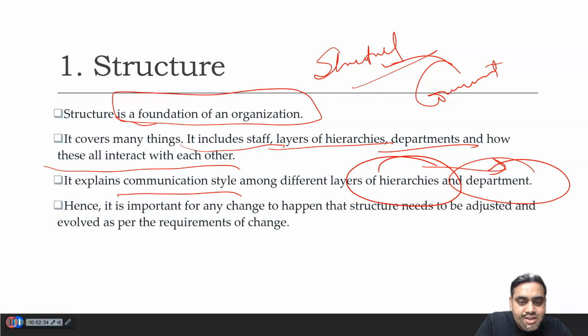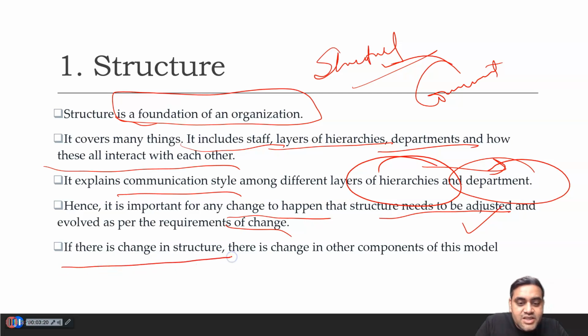Another important thing is that if any change will happen, then structure needs to be adjusted as well. We need to understand that if we want to bring any kind of change, it cannot be done without a change in structure. Because if your structure is too rigid, you will not be able to bring any kind of innovation. You will not be able to bring any kind of change, either at the functional level, the business level or the corporate level. So it is very important that if you are bringing any kind of change in the organization, you also need to bring change in the structure. So it is very, very important, and that's why it is a very crucial element of this model.